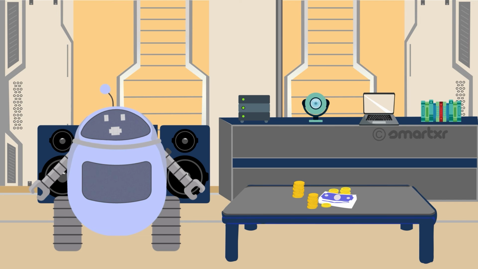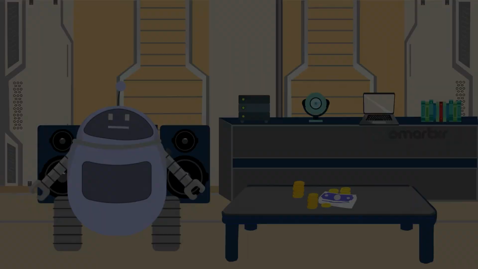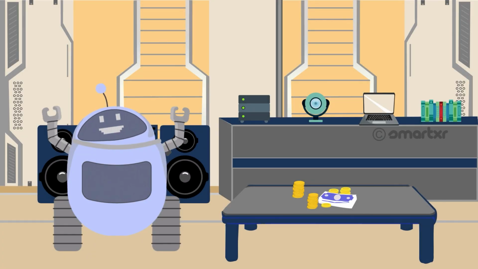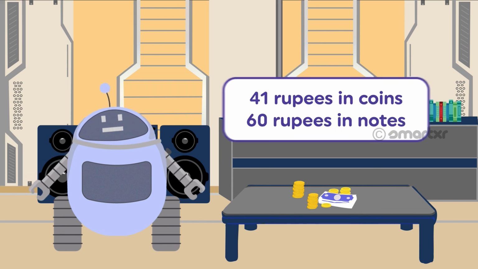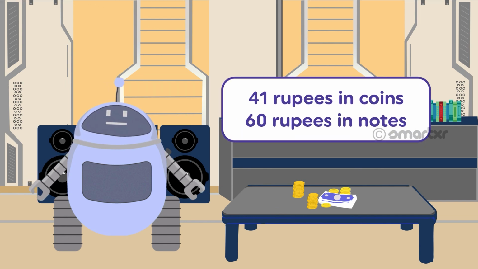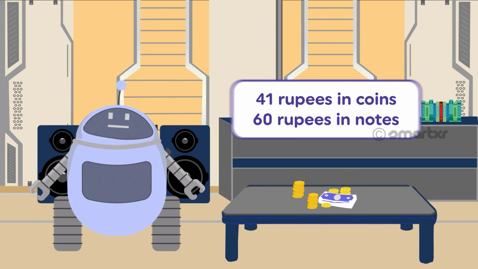I can't wait to find out how much money I collected in my piggy bank. Now I am left with 2 notes each of 20 rupees and 10 rupees. Can you count and tell me the total amount we have in the form of notes? That is a lot of money! I have collected a total of 41 rupees in coins and 60 rupees in notes. I am so happy!